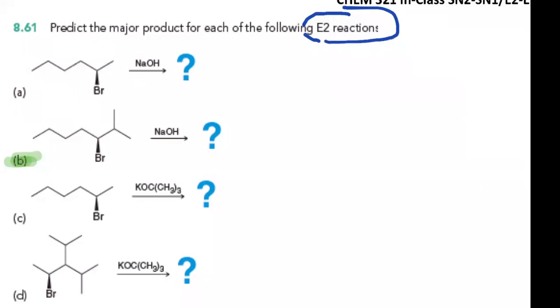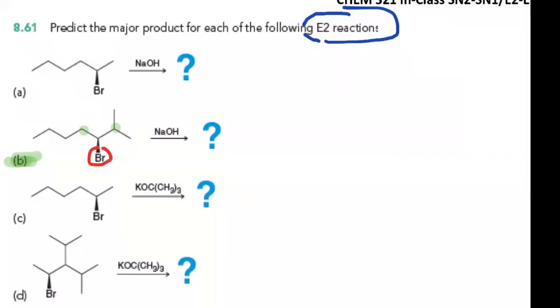So the strategy is to find the leaving group and the alpha protons. The leaving group is here. The alpha carbons, the carbons next door to that leaving group, are here and here. So we should get two. This is almost identical to the problem we worked on Wednesday. Was it Wednesday? May have been Monday. I think it was Wednesday.